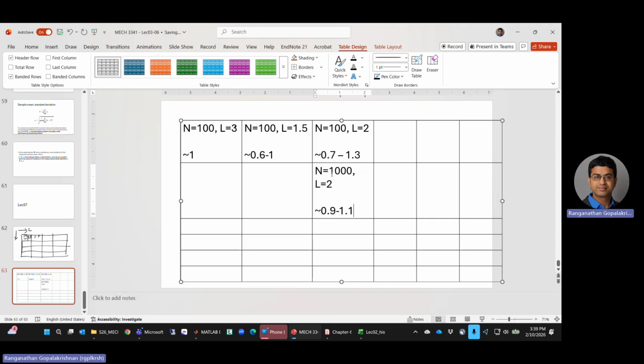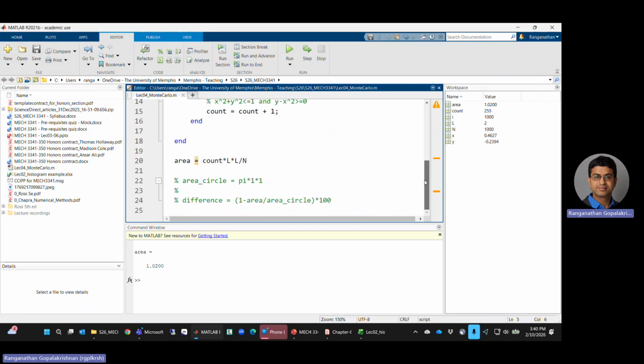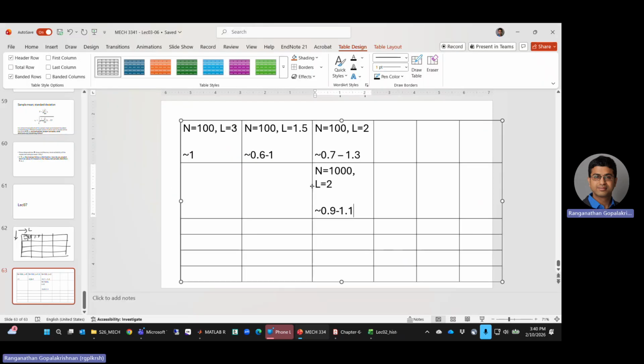What was the question? Are you considering the negative values? Negative values of which one? Forget the difference. Okay, let me show you the code here. Just look at the calculation of the area, comment out the difference. Don't worry about the difference because this difference is based on the area of a circle. We don't know the area of this shaded region. So I don't want you to compute difference, just compute the area. So the table we are filling out here is just for the area, not the difference.